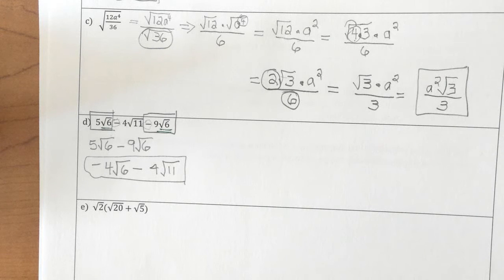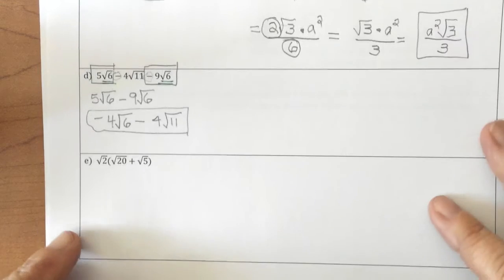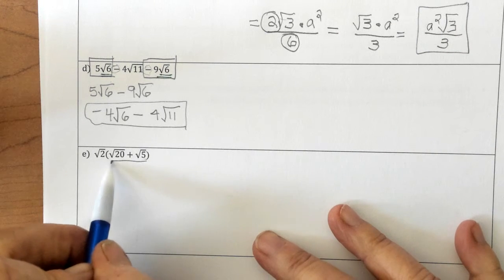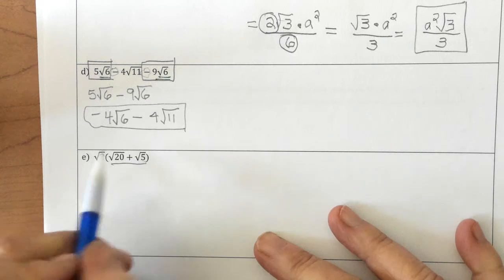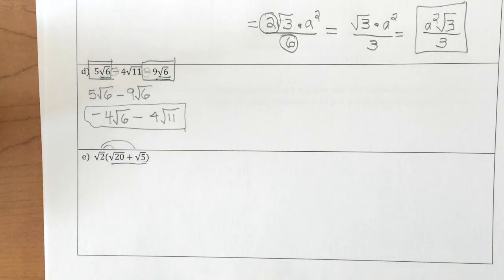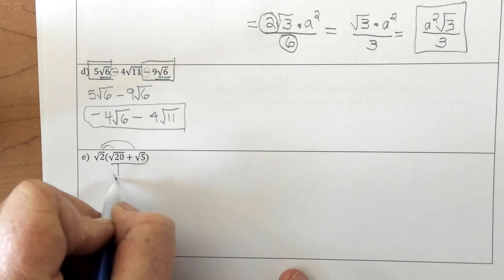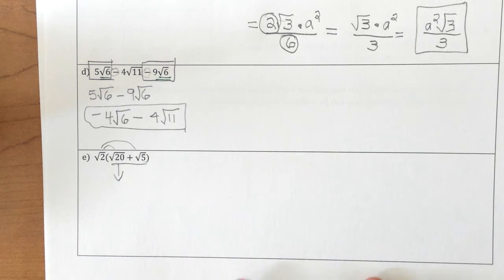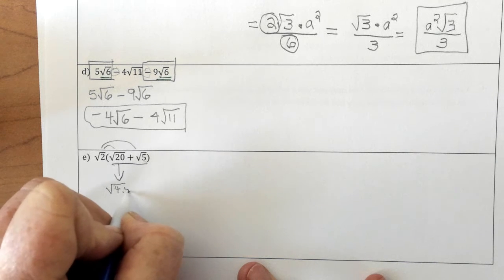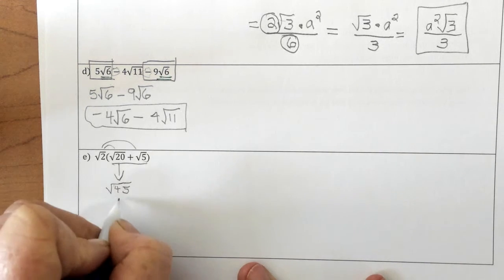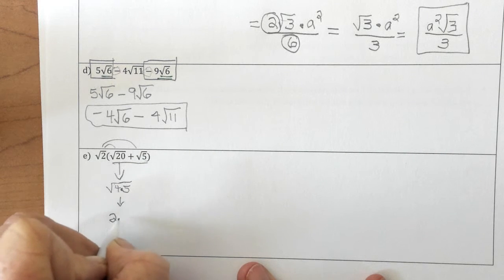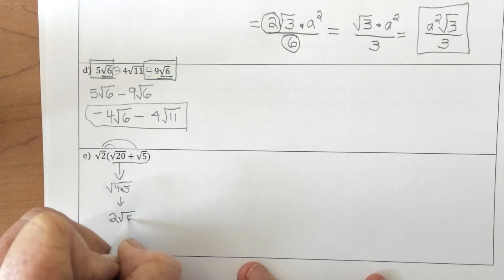This last problem, I could do a variety of ways. I can do it one or two ways. I can simplify inside and then multiply, or I could distribute. What I'm going to personally do is simplify the square root of 20, which I know could be written as the square root of 4 times the square root of 5, which therefore means I can simplify this further to be 2 square roots of 5.